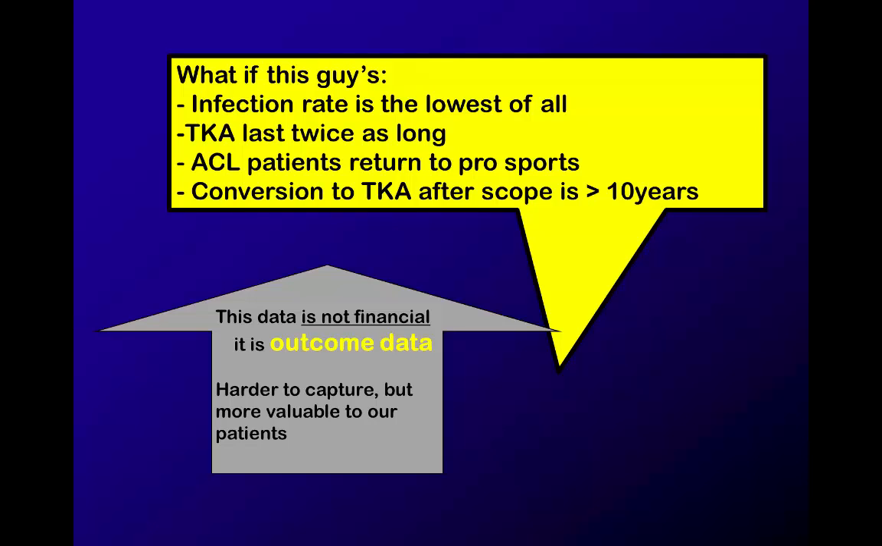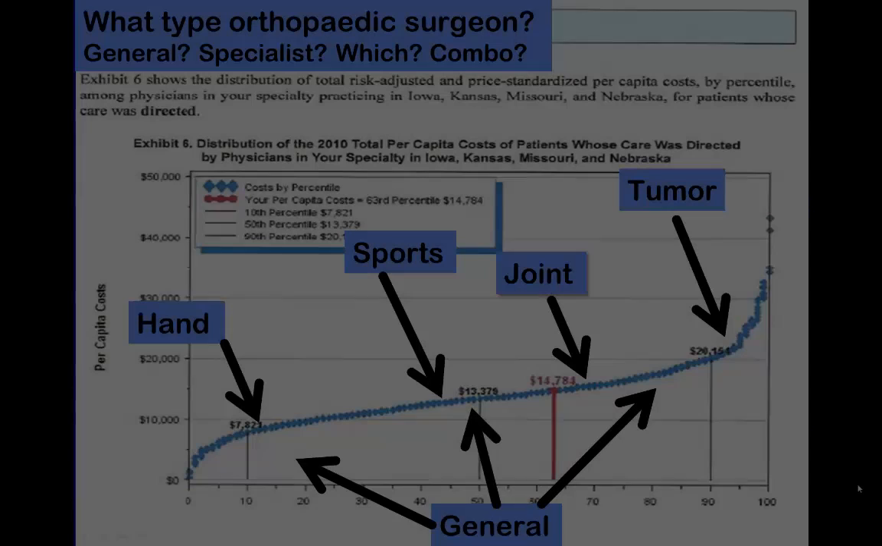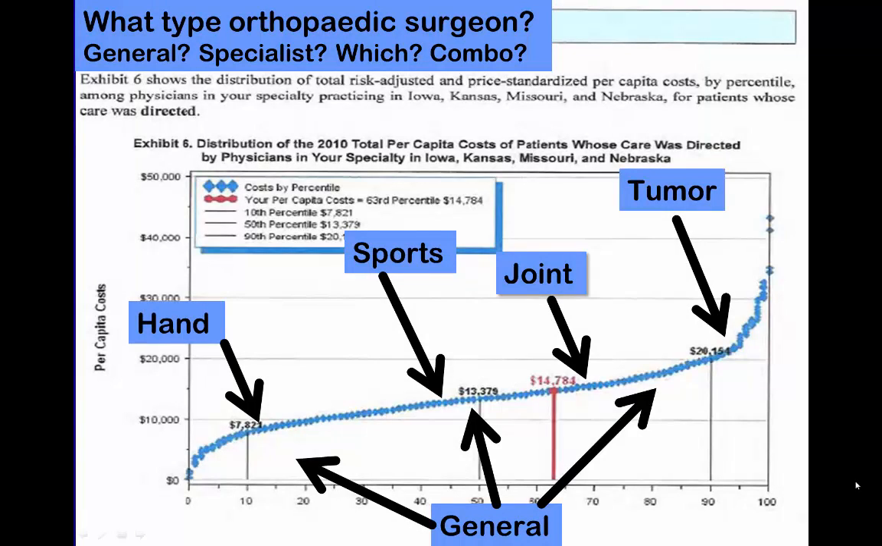Those sorts of data are not financial or claims-based. Those are outcome data. They're harder to capture, but they're more valuable to our patients and our society. Another problem with this kind of a graph is when you say physicians in your specialty, do you mean orthopedic surgeons? Well, some of us are hand surgeons, some are sports and joints and tumors.